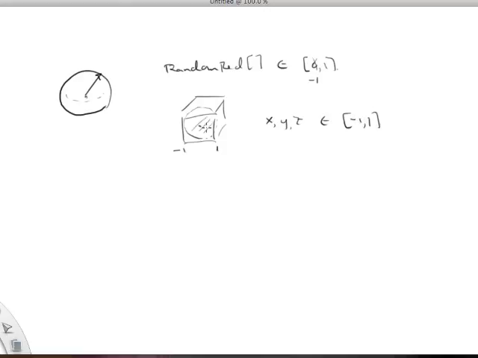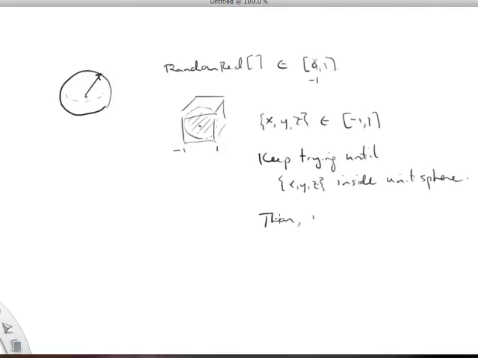Sometimes they'll live inside the sphere, and sometimes they won't. So you keep trying until the triplet that you generate is inside the unit sphere. And then you rescale to make it a unit vector.